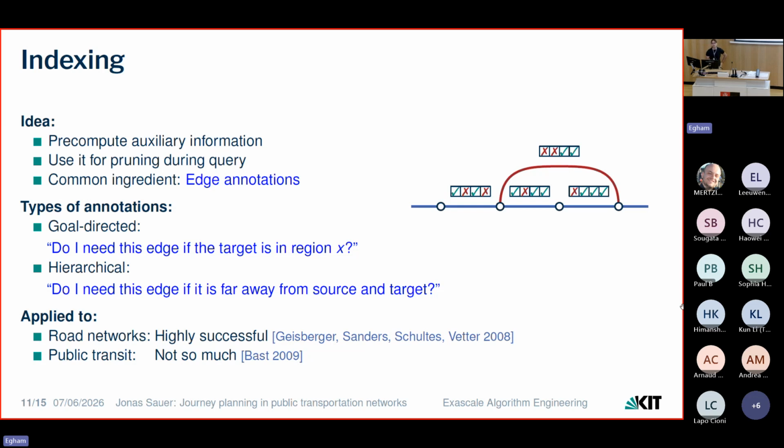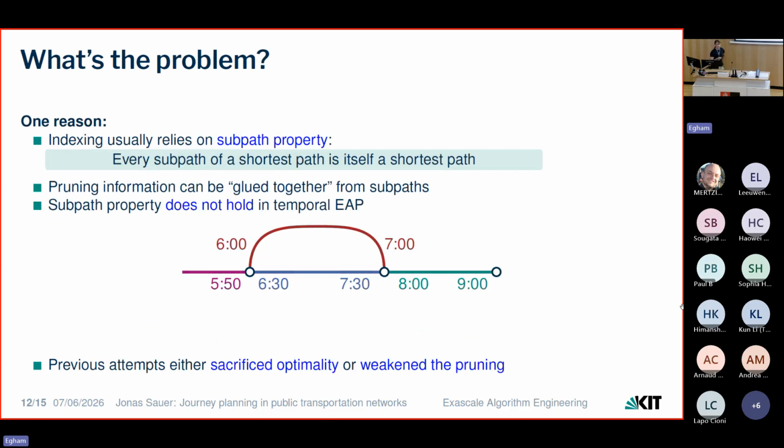And in fact, if you use Google Maps today, then the algorithms that they use will use one of these indexing techniques. For public transit, unfortunately, not so much so far. They have not been as successful. And I will tell you about one of the problems because it's related specifically to temporal graphs.